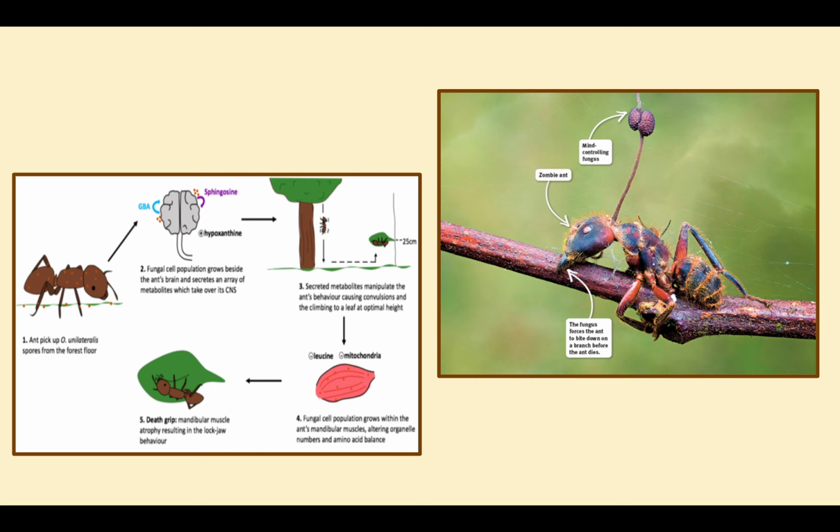Eventually, when the fungus finds the perfect leaf, the fungus will force the ant to lock on with its jaw. And once bitten, the ant's mandibles will deteriorate, causing lockjaw. Here's a good picture of the ant's mandibles locking onto this twig.